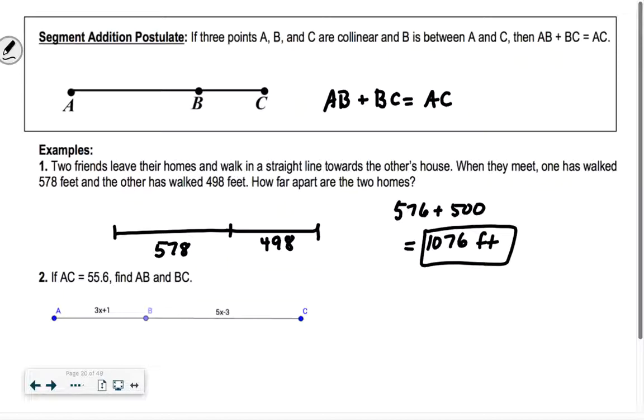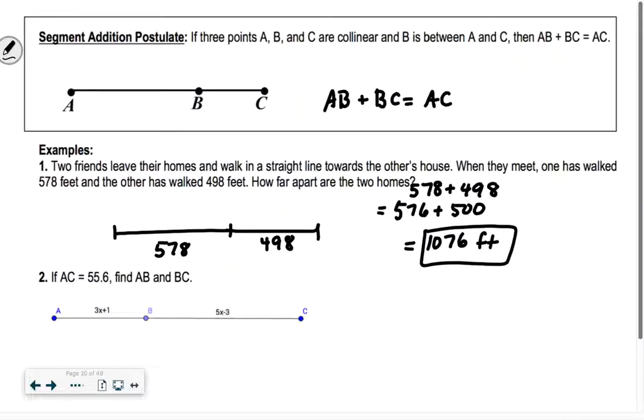Yeah, Ian? Oh, I regrouped, as we call it. So I had 578 added to 498, and instead of doing that on my calculator, I just kind of regrouped some things.